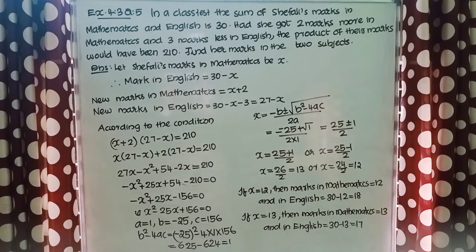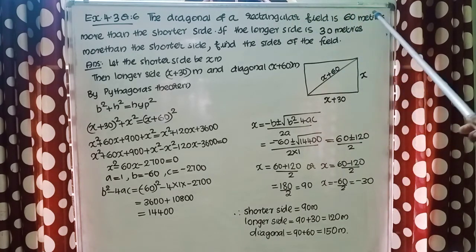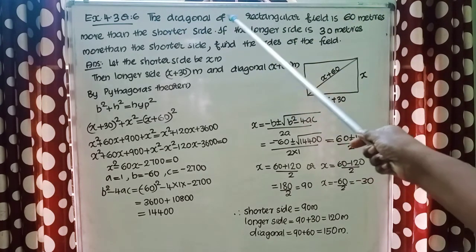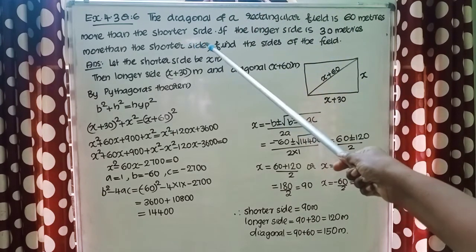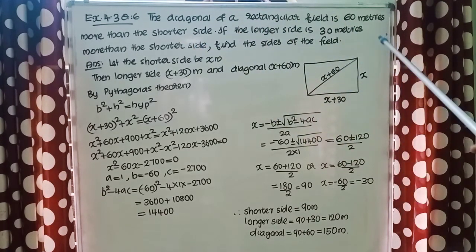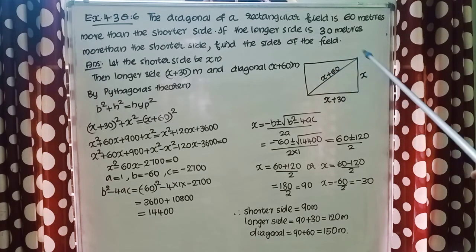The diagonal of a rectangular field is 60 meters more than the shorter side. If the longer side is 30 meters more than the shorter side, find the sides of the field. So I have drawn here a rectangular field. It is given that the diagonal is 60 meters more than the shorter side.